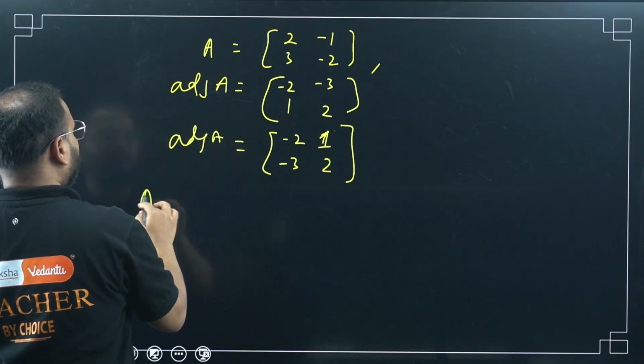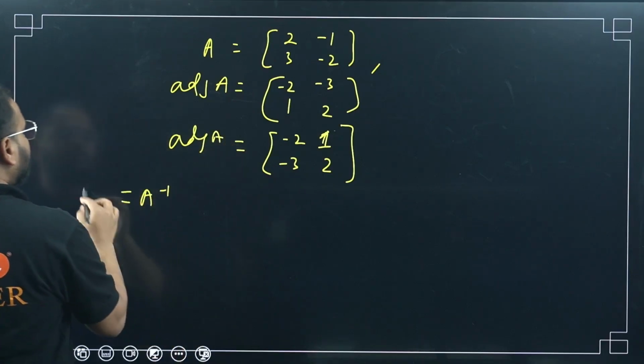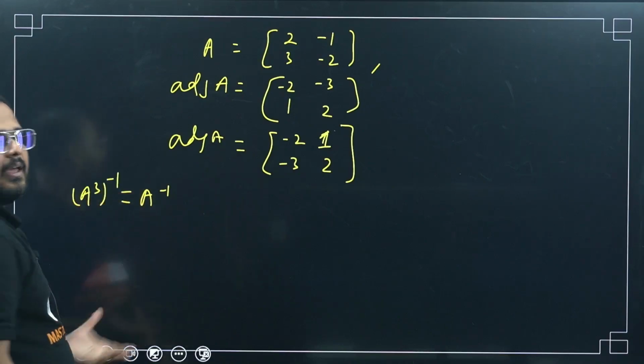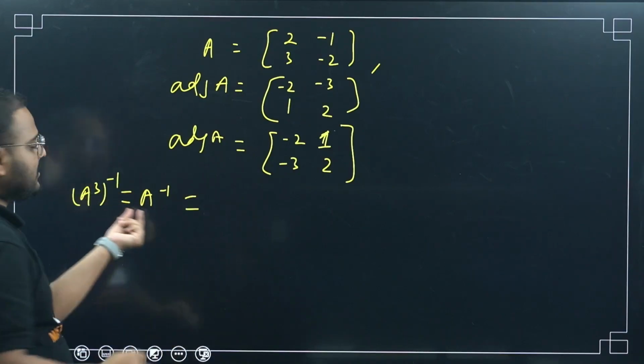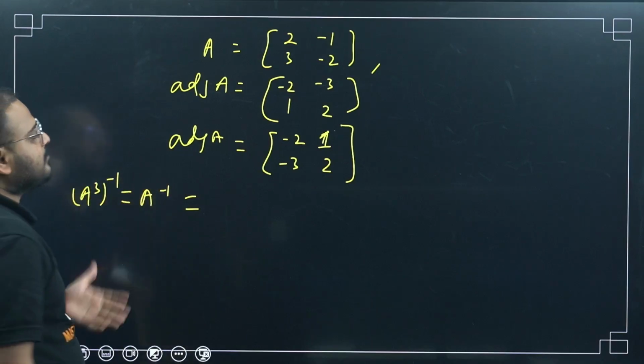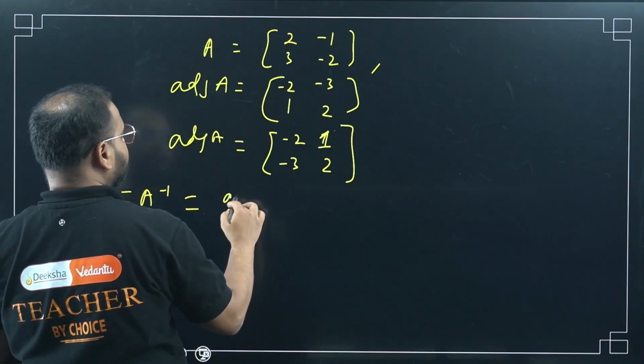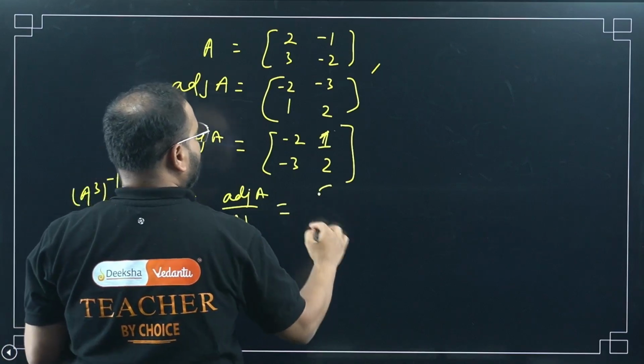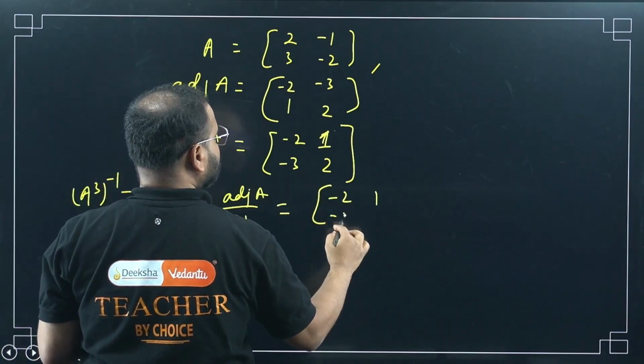What am I looking for? A inverse. Why is that? Because I'm looking for A cube inverse. I proved that A cube is simply A. So I'm writing A cube inverse as A inverse, which is going to be adjoint A by determinant of A. How much is that? Minus 2, 1, minus 3, 2.